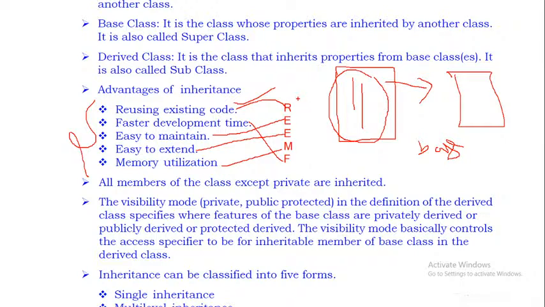So if you remember REMF, you can easily answer these 5 points. If you write these 5 points, you will get 5 marks, definitely 100%. Okay. So R means reusing existing code. E means easy to maintain. E means easy to extend. M means memory utilization. F means faster development time. So these are the advantages of inheritance.